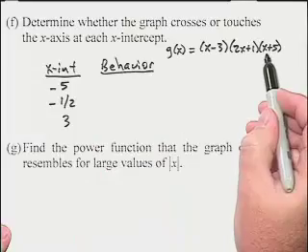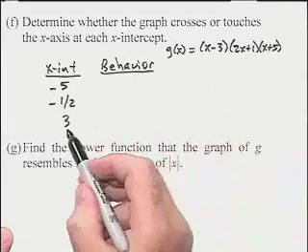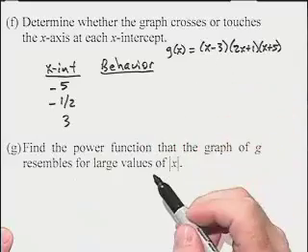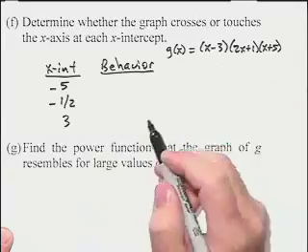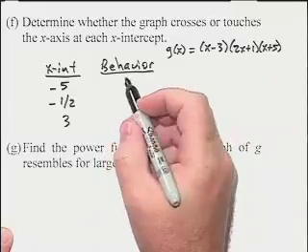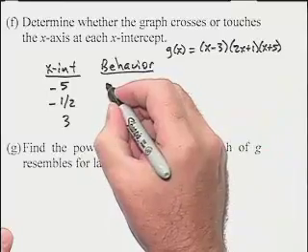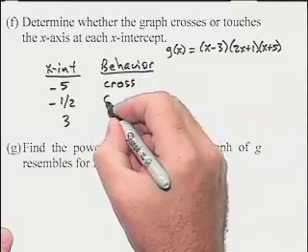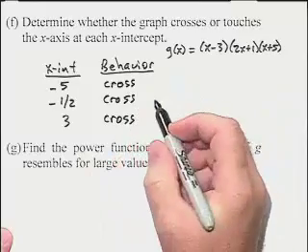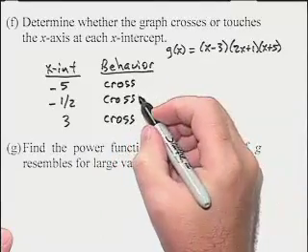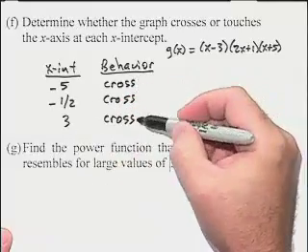The negative 5 comes from the factor x plus 5. The negative 1/2 comes from the factor 2x plus 1. And the 3 comes from the factor x minus 3. Since each of these factors has an odd power, the multiplicity is odd. And the behavior for an odd multiplicity is that the graph will cross at each of these x-intercepts. Had the multiplicity been even, the graph would have just touched the x-axis at the x-intercept. But each one of these had an odd multiplicity, so the graph will cross at each one.